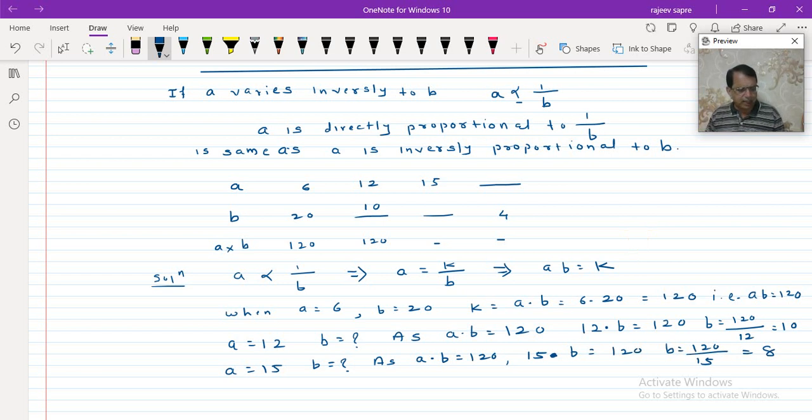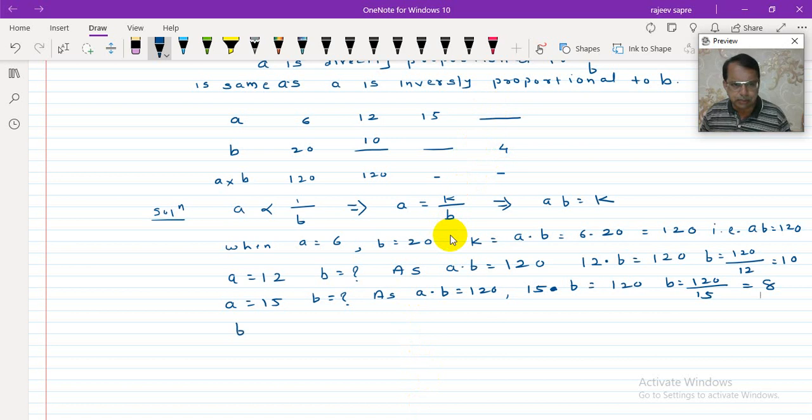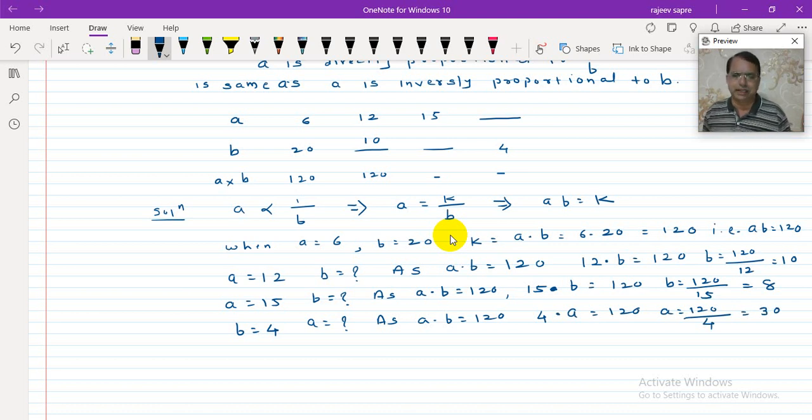Right? And finally they have given B as 4, and what is A? That we have to calculate. B is given to you as 4. Same story, the other way around. As A into B is 120, and B is 4, so 4 into A is equal to 120, and so A will be 120 divided by 4. So it is 30. So all these values we can calculate.